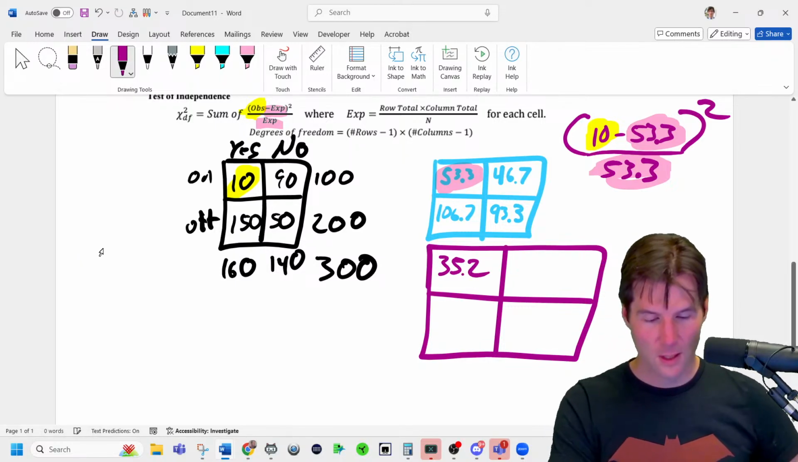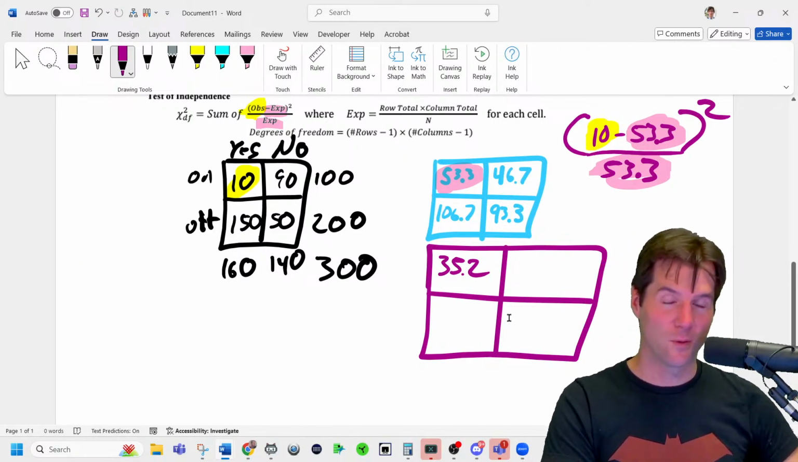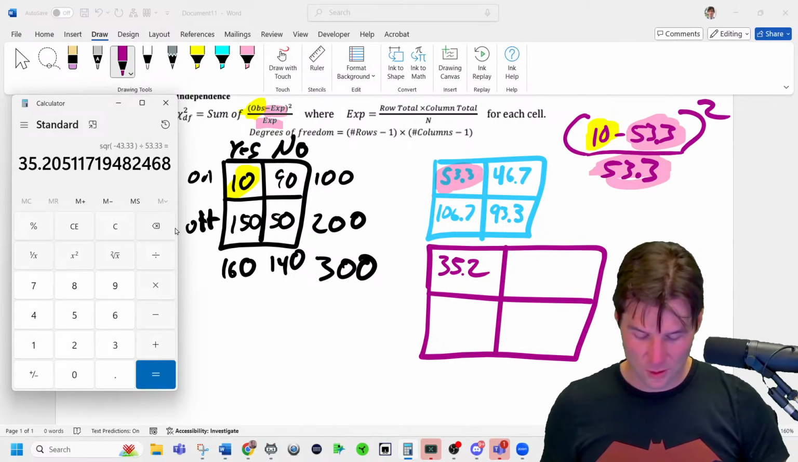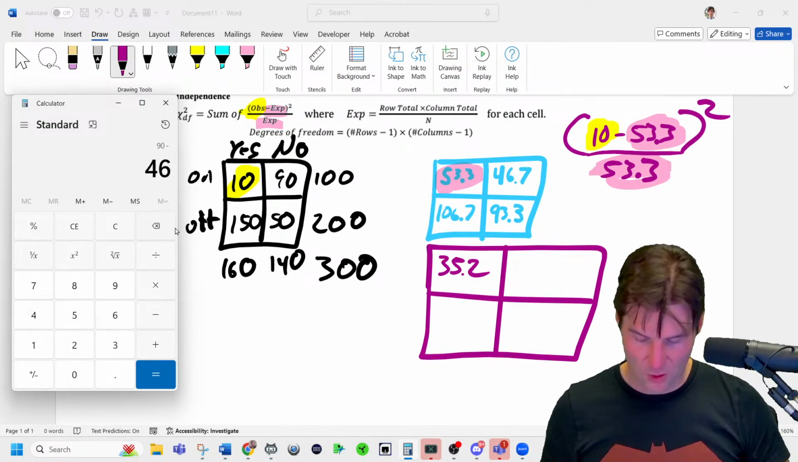35.2. You have to do it for each one of these. So you would go through and do the next one. It doesn't matter which way you subtract them because you're going to square the difference.